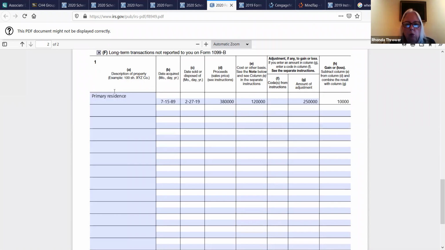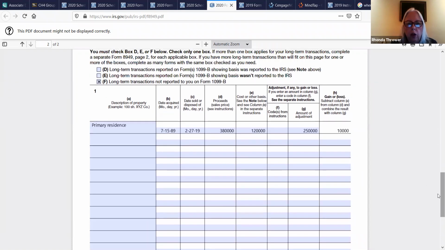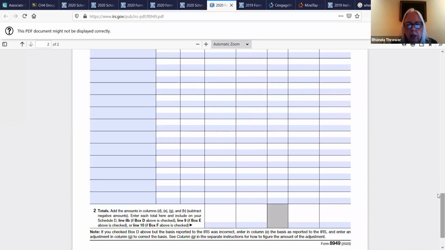This was the only sale of personal residence. It was the only long-term type of capital gain. And so we just move to the bottom and fill in the blanks at the bottom, which are just adding up the columns of information that you have here. So 380,000 would go here.